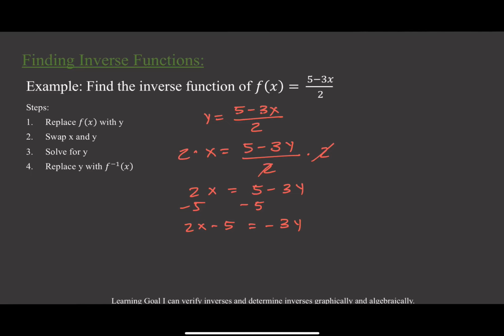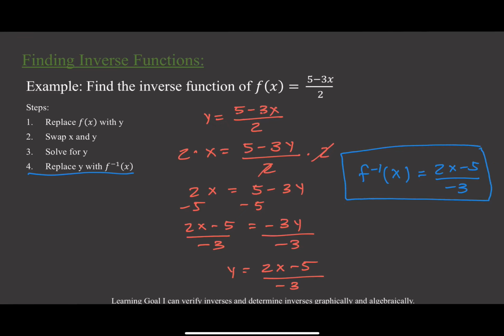And so last step to isolating it, I just have to divide both sides by negative 3. And I'm going to flip our equation around just so we have our variable y on the left side. But we're going to have y is equal to 2x minus 5, all divided by negative 3. And so then step 4 says just take that y equals and replace it with our inverse function notation. So our final result will be the inverse of f is equal to 2x minus 5 all over negative 3. And again, at this point, you can go ahead and take the compositions between f and the inverse of f to make sure that we did find the correct inverse.